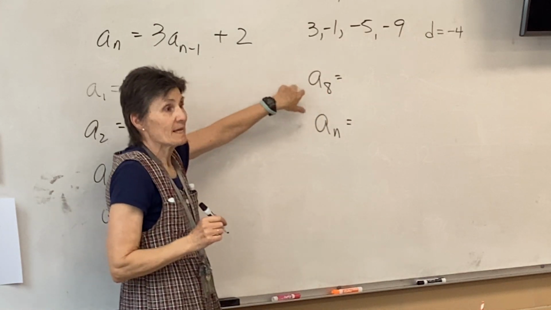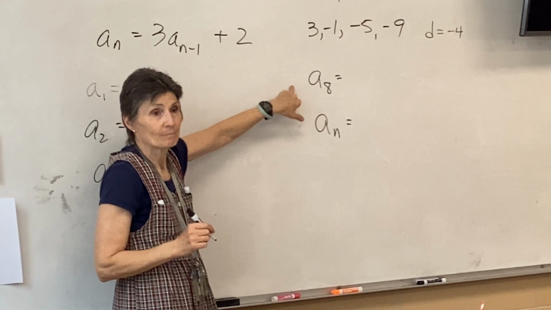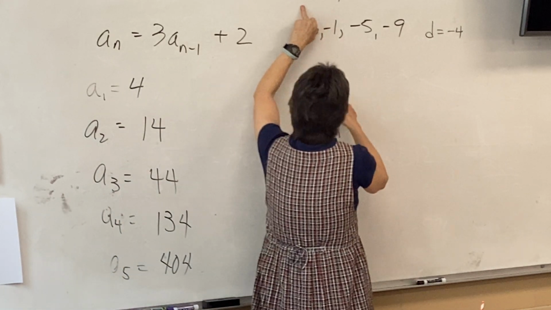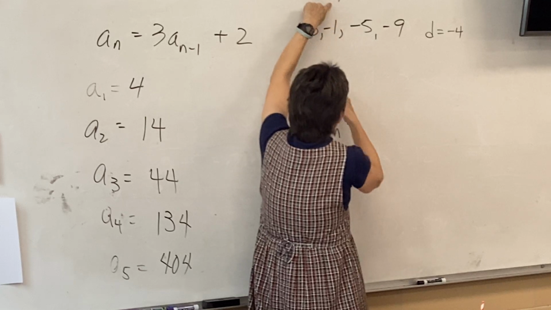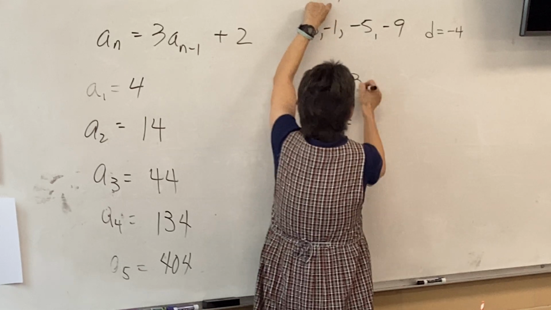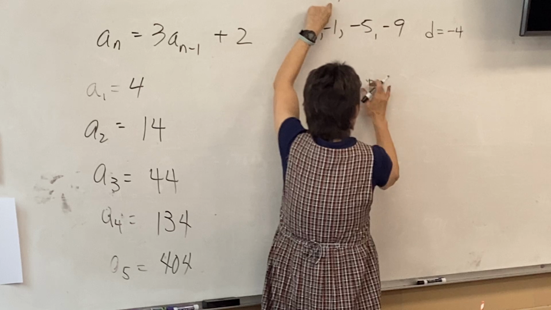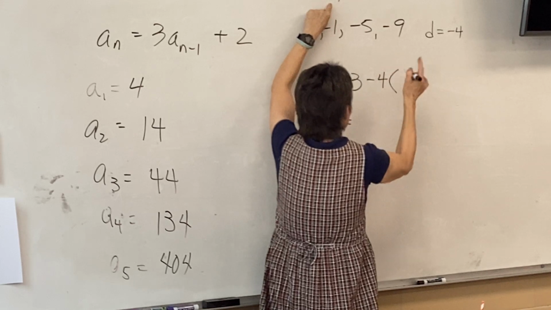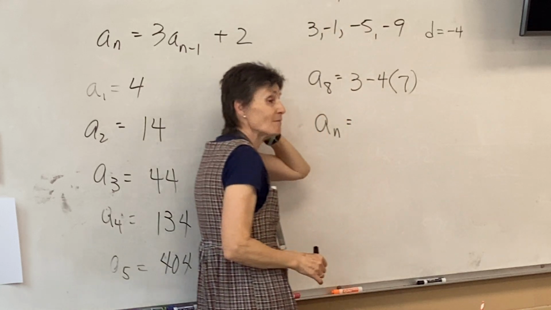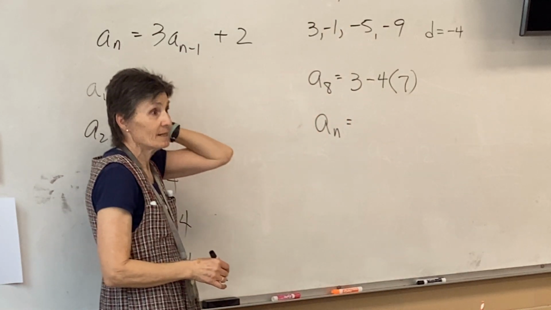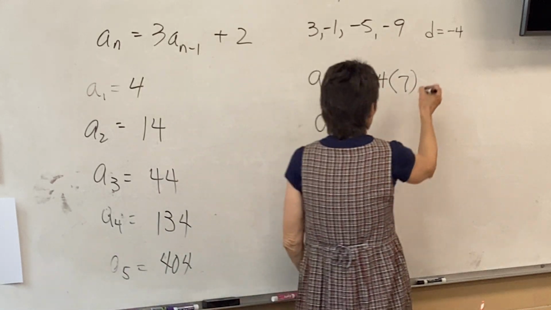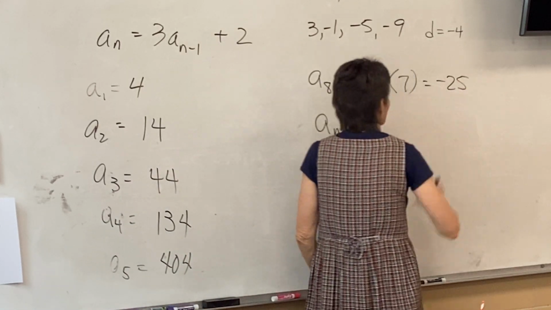If I want the 8th term, I'm going to put in 8 for n. What am I going to put in for a sub 1? 3. And minus d, which is -4. Minus 4. And n minus 1 will be 7 because n is 8. So the 8th term looks like -25.